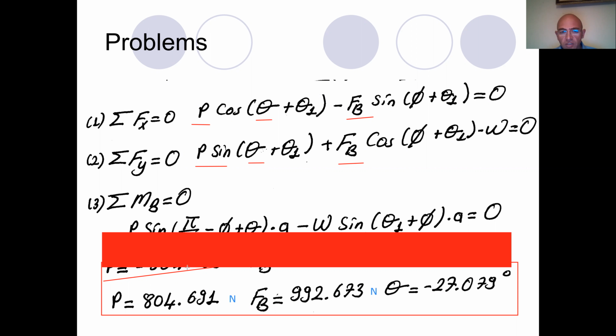P is 804.691 newtons, FB is 992 newtons, and theta is minus 27.079 degrees.